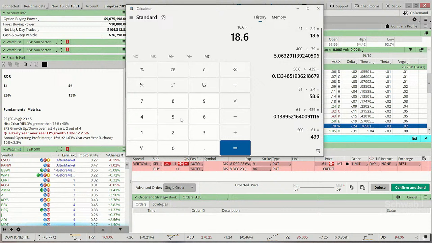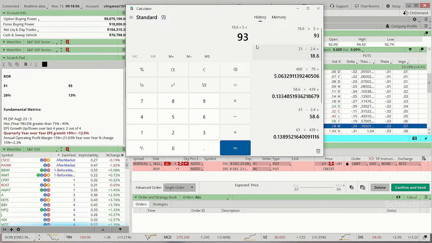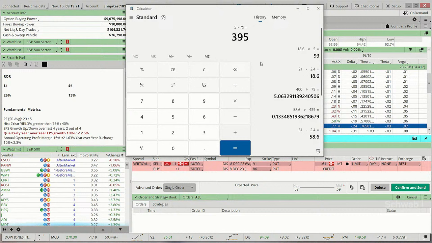This is going to be our overall credit, 93 over those five contracts. I'm just going to note here, 93 is our overall credit. After transaction fees, what is going to be our overall risk? Well, it's going to be five of these 79s, right? I'm going to take five times 79. This should be close to $400. Sitting here at 395. So that's our theoretical risk then, at 395, and again, this is after transaction fees.